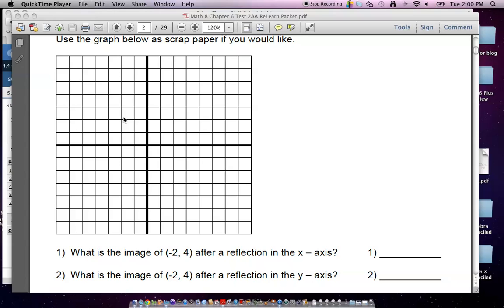So number one says, what is the image of -2, 4 after a reflection in the x-axis? So what I want to do is actually find the point -2, 4. There it is.